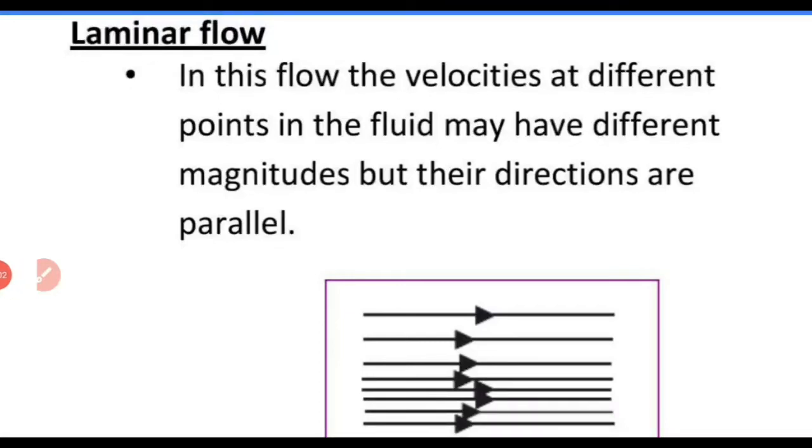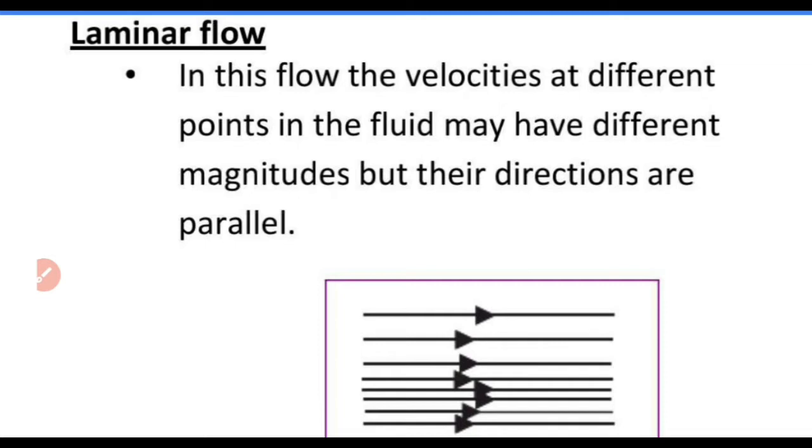Today we have the new term laminar flow. We have already discussed the word streamline flow or steady flow. Streamline flow or steady flow of liquid is also called laminar flow. So velocities of different particles which cross a particular point will be same.